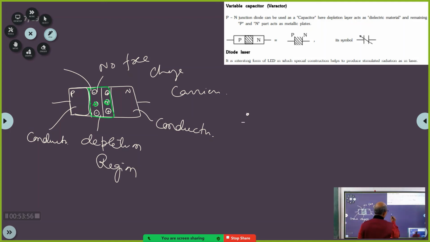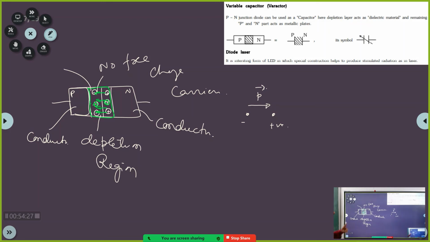So when you have a negative charge and a positive charge separated by a finite distance, what does this constitute? A dipole. Excellent. It constitutes a dipole. Correct? So I will represent a dipole like this, negative to positive. So in this depletion region, you have got dipoles.